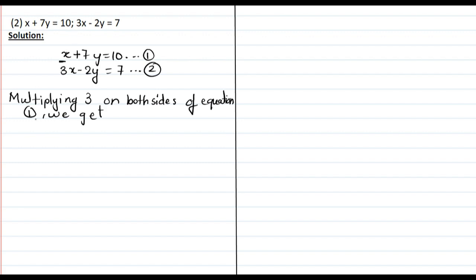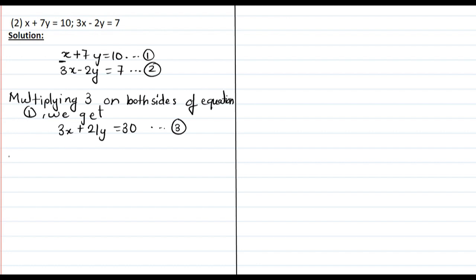3 times x will give you 3x, plus 3 times 7y will give you 21y, equals 10 times 3, 30. Mark it as equation number 3. Now we can see that the coefficient of x has become the same in both equations, that is, equations number 2 and 3. So we will subtract them.